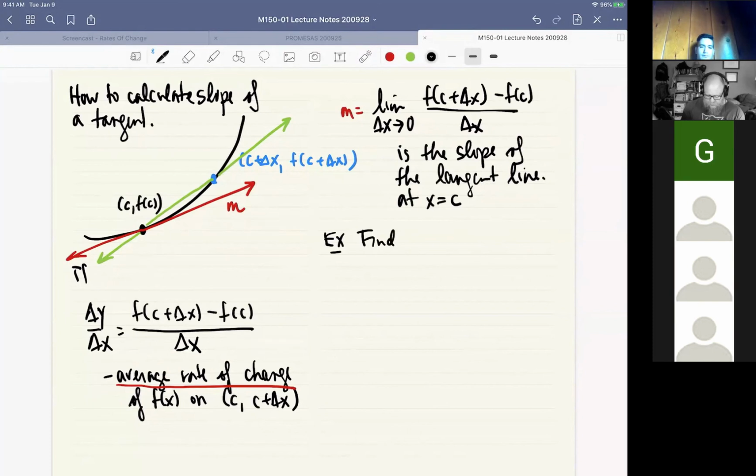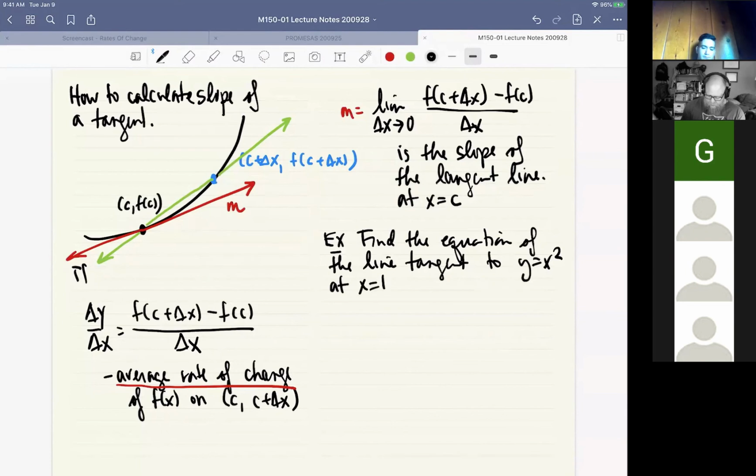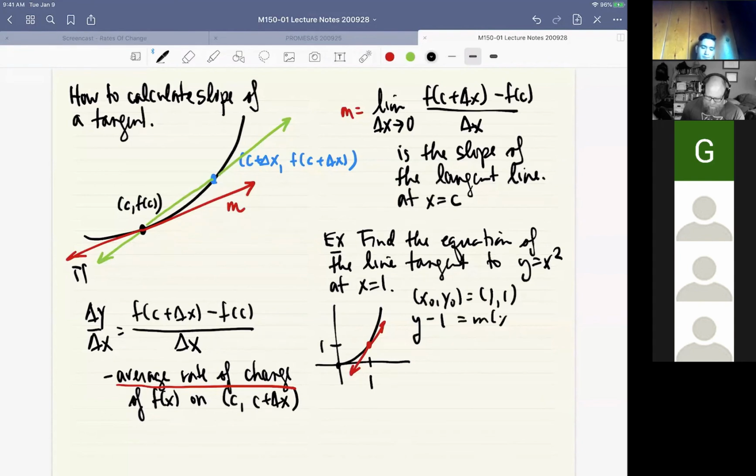So find the equation of the line tangent to y equals x squared at x equals 1. So let's find that equation. So the picture, of course, is going to look like this. The tangent line is going to be like that. And what we need to know is that x is 1, that's the input is 1, and so the output is also going to be 1. So x naught, y naught is the point 1, comma 1. So the formula we're looking to finish out is y minus 1 equals m times x minus 1.